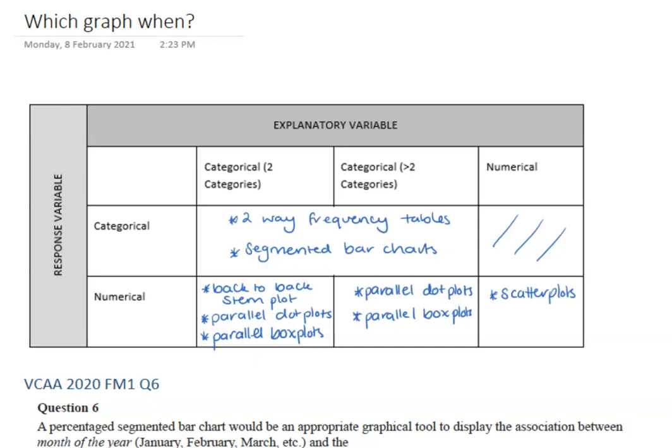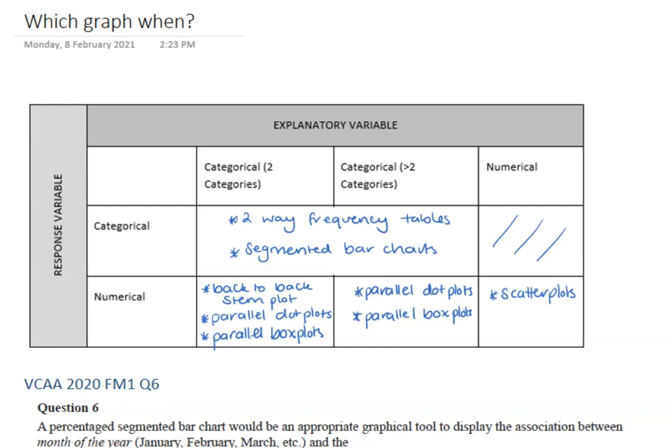In this video, we're going to do a quick run through of the types of questions you might be asked in relation to which graph or which display for different types of variables. So often this comes in the section just after univariate data, so at the start of bivariate data, which we've worked through at the beginning of term 1, looking at our different options when we've got categorical or numerical variables.